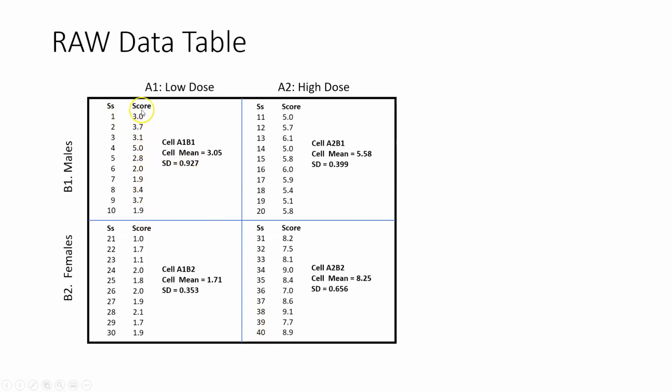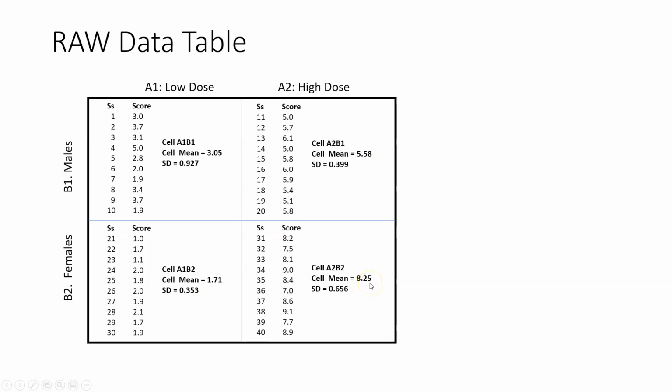If I compute the average of all the scores in this cell, the cell mean is that 3.05 that I showed you on the last slide, and the standard deviation I've listed here for every cell. So, in cell A1, B1, you can see listed here, the cell mean is 3.05. If you average all of these 10 scores, the cell mean for those males taking a high dose is 5.58. The mean down here is this, and the mean over here is this.